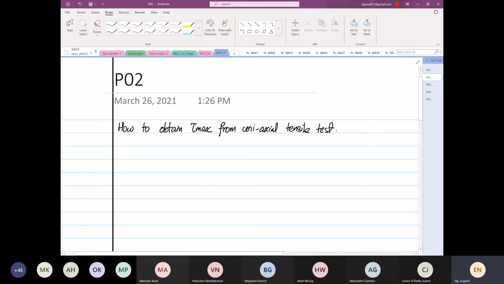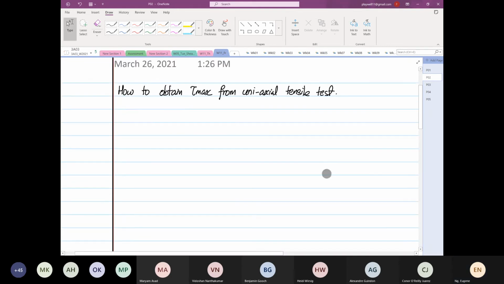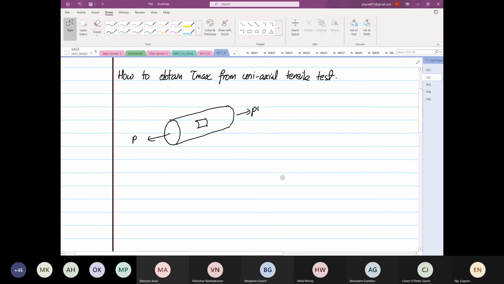Unit axial tensile test. So we are going to carry out a uniaxial tensile test, so one direction. So this is P prime. If we have an element, I'll draw my transformation again. So this is my X, Y, and this is our Z.